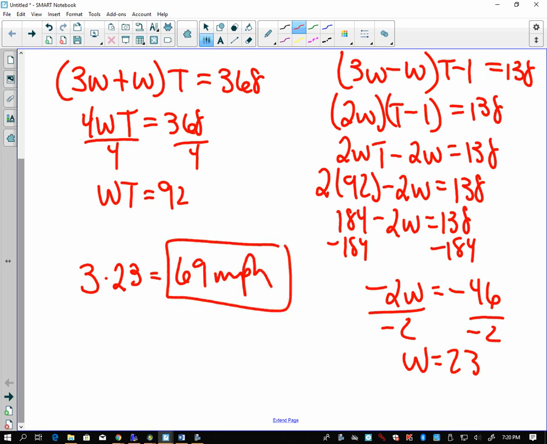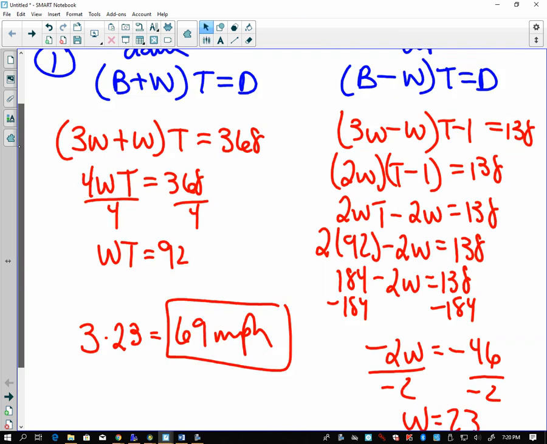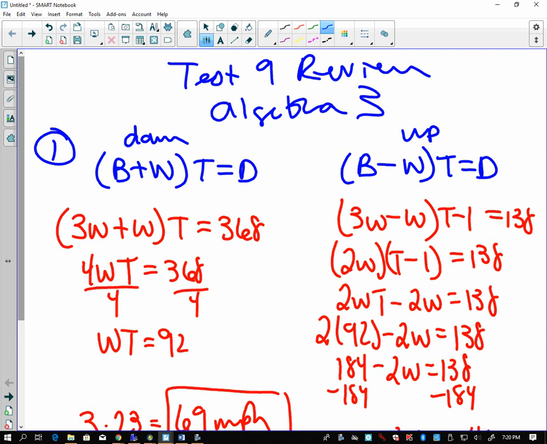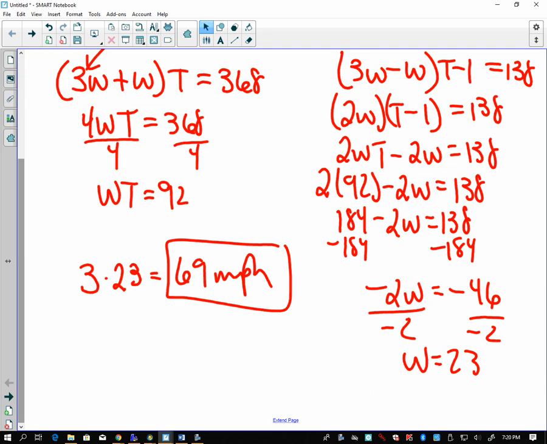Not just W, but really what we want to know is what is this right here? What's the speed of the boat? So you're looking at it like that. Once I know W, I'll multiply it by whatever the factor of W is. All right. Number 2.